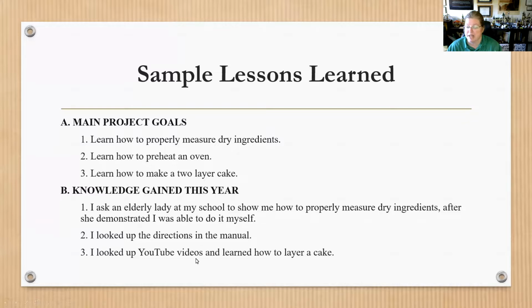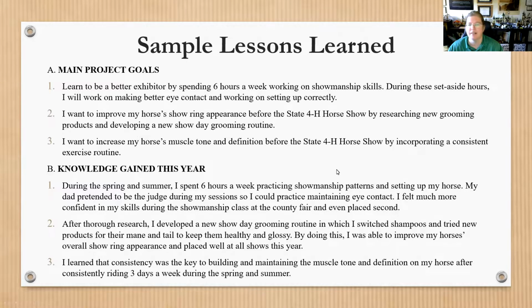That is describing an educational aspect; it should be further down, but talk about the lessons. "I learned how to properly layer a cake using some sort of methodology." Expand on the knowledge you gained, not so much what you did to gain the knowledge, but what the knowledge was. We're going to go up to a higher level here.